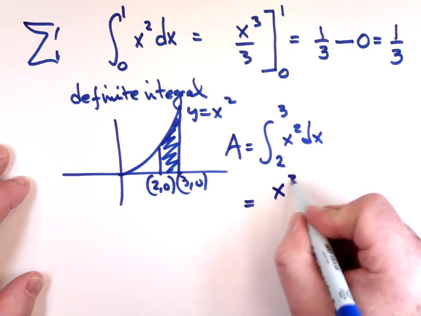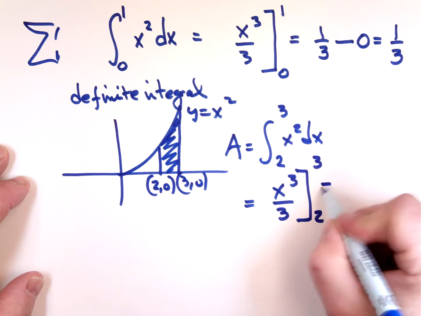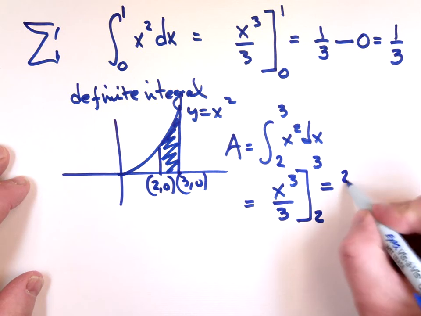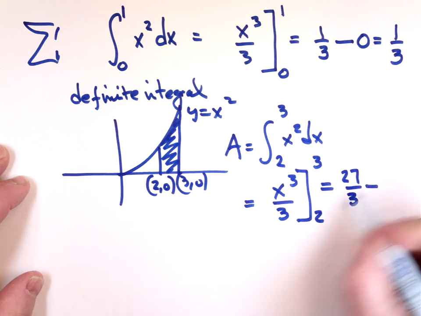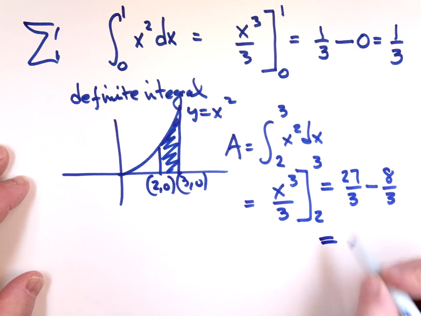Substitute in 3, you get 27 thirds. Minus, substitute in 2, you get 8 thirds. Okay, 27 thirds minus 8 thirds gives you 19 thirds. That's the exact area under that curve.